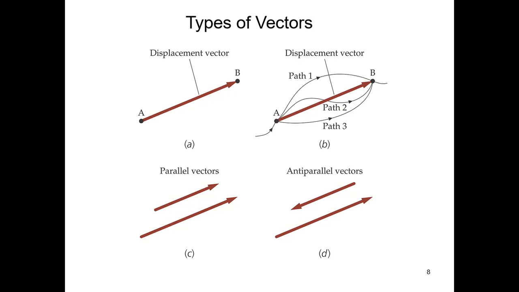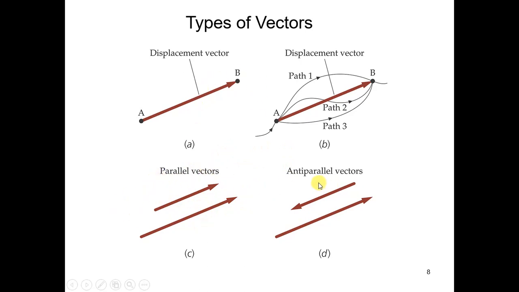Now, after that, we discuss parallel vectors. Parallel vectors means both have the same direction. The magnitude is different, but the direction is the same. So this vector is known as a parallel vector.